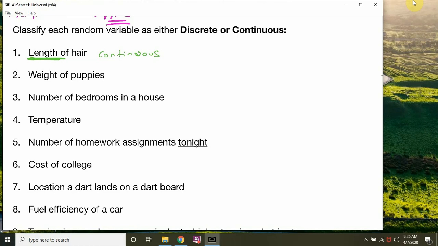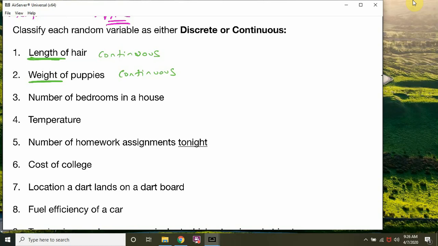A person's hair can be any fraction of a number of inches or centimeters long, from 0 if you have a shaved head, up to however long a person's hair could be, feet long, okay? But that's something we measure. Weight is something we measure. That's continuous. Weight of puppies, weight of kittens, weight of anything, okay? Weight of adults, something we measure, that's continuous.